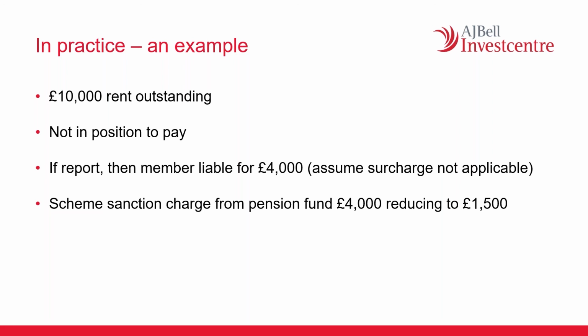So assuming the surcharge is not applicable, the scheme sanction charge would come from the pension fund, which would be £4,000, or once that £4,000 from the member was paid, would be reduced to £1,500. Obviously that's coming out of the member's fund, but at times when they can't access any other money, in real times of financial hardship, they may be willing to take that £1,500 hit from their pension scheme if it reduces their personal liability from £10,000 to £4,000.